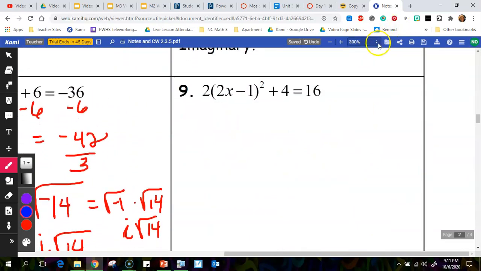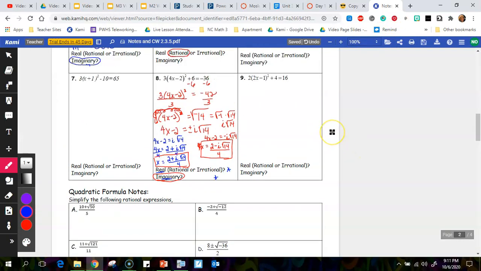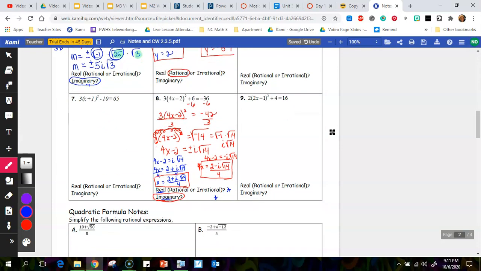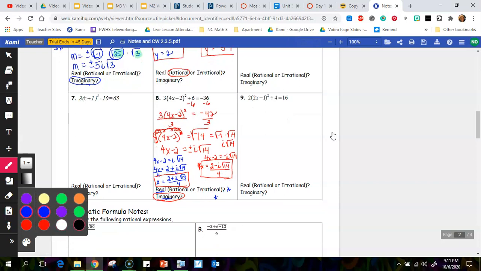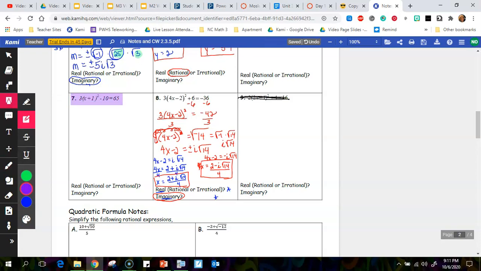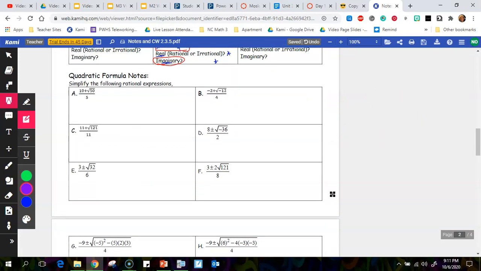Actually, let me look at all of these again because I want to see if I want to leave one for you to try. I don't want you to try 6. Let's mark out number 9. We won't do number 9. You can mark that one out. Maybe I'll come back to it later, but for now, I want you to try numbers 6 and 7. And if you need help with them, all you have to do is just text me or something. Okay.